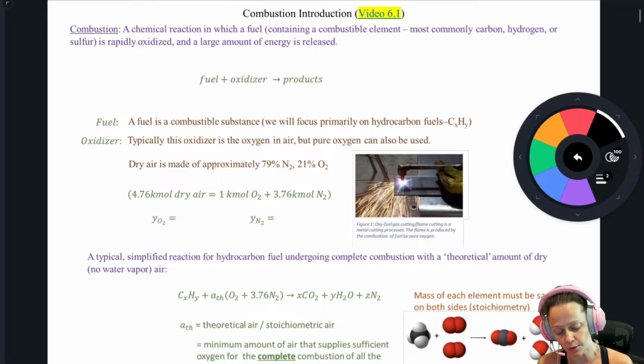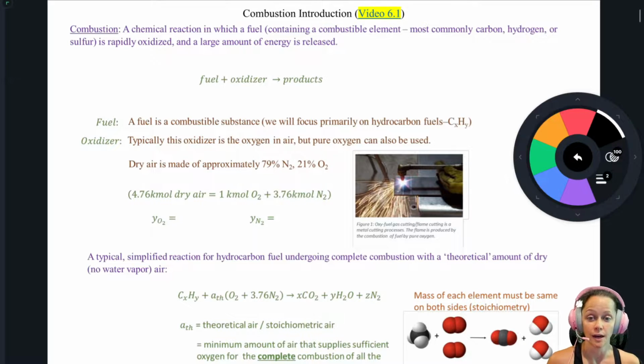In order to have combustion, you need a fuel and an oxidizer. Typically, the fuel that we'll talk about in this class would be hydrocarbon fuels, so they're made up of carbon and hydrogen. The oxidizer is typically the oxygen in air, but you can use just pure oxygen.